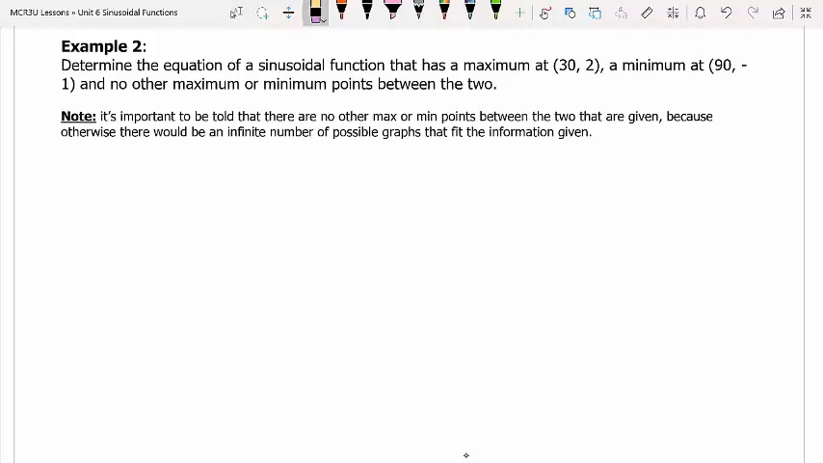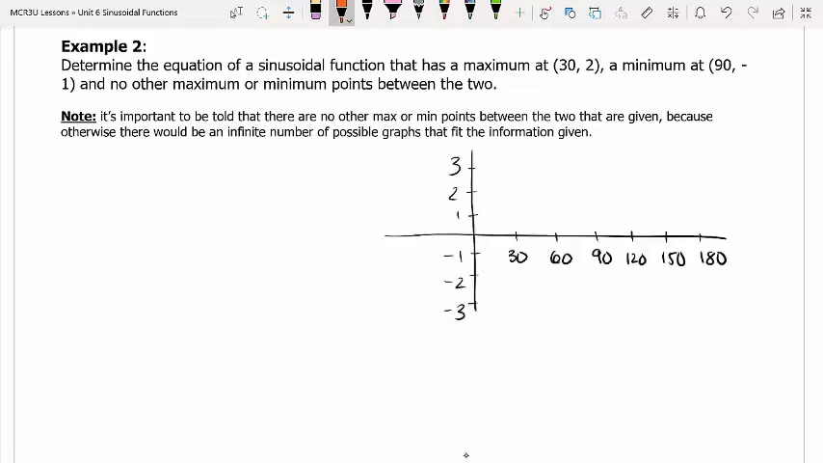Okay, so I'm going to start by just drawing a rough sketch of this information. It says that the maximum occurs at (30, 2), so that's going to be right here, and the minimum occurs at (90, -1). So that's right there. Okay, so based on what we know about sinusoidal functions, we can come up with all our key points. We can figure out our equation of the axis. We can figure out our amplitude, our period, and our phase shift.